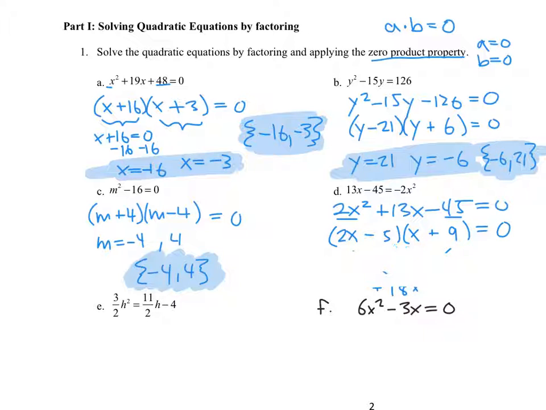Okay, so now to figure out my solutions. When I look at 2x minus 5, I may not know right off the top of my head what number to put in for x to make that factor 0. So it's okay to write a little equation where you set it equal to 0. So we get 2x equals 5 and x equals 5 over 2. And then x equals negative 9 would be our other solution.